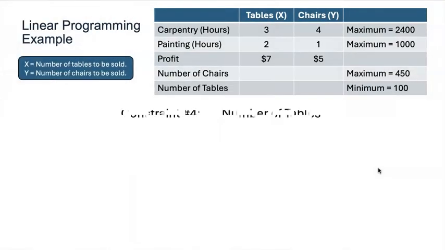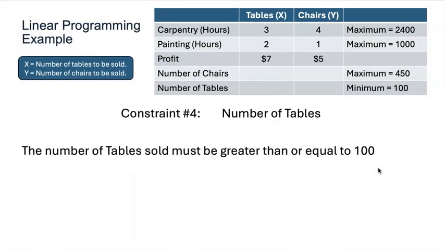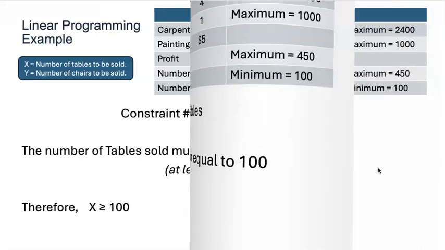The last constraint is tables. Right, and it says the number of tables sold should be greater than or equal to 100, because we were told to make at least 100 tables. So based on that, X represents the number of tables, so X should be greater than or equal to 100. And now we have our fourth constraint.